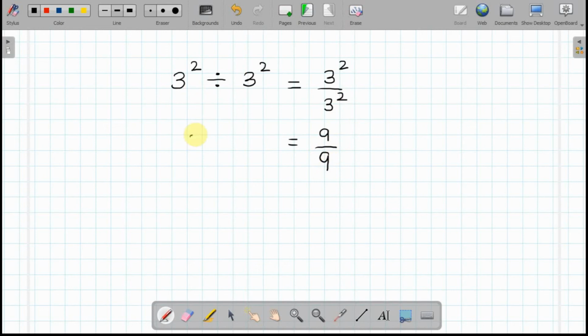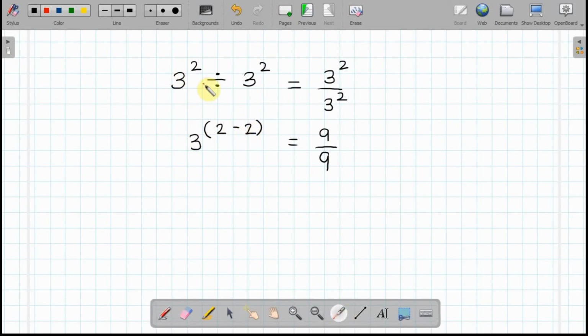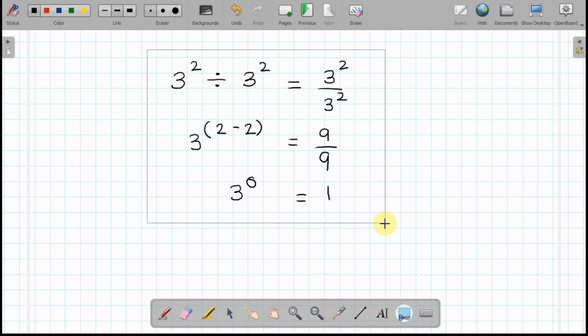However, on the left hand side I can write this as 3 to the power 2 minus 2, because the bases are the same and I'm dividing, so I can subtract the powers, and I know 2 minus 2 is 0, and then 9 divided by 9 is going to give me 1. So any number divided by itself is 1. So 3 to the power 0 is 1. Okay, someone could say, hang on, this could be a special case with 3.